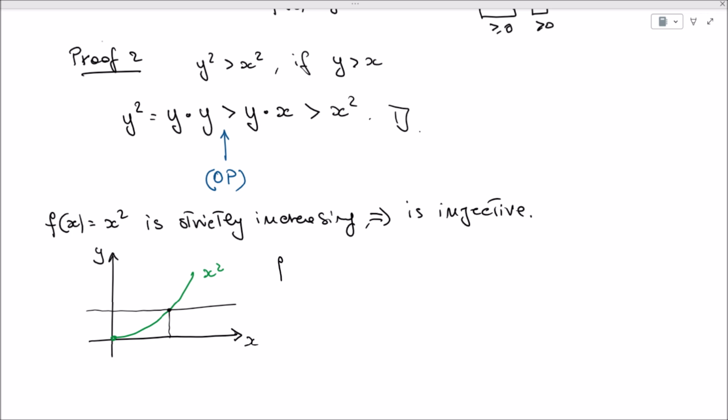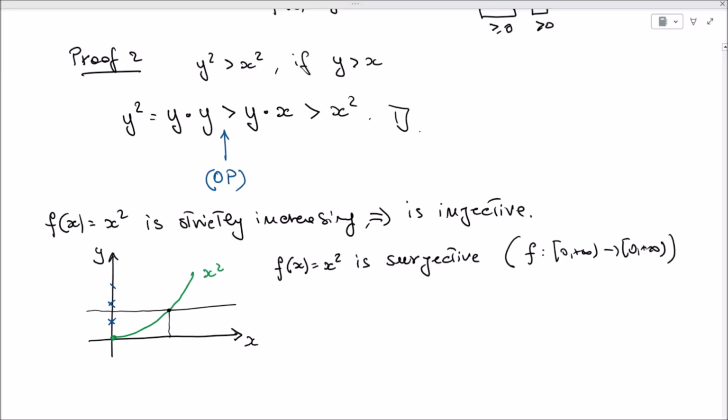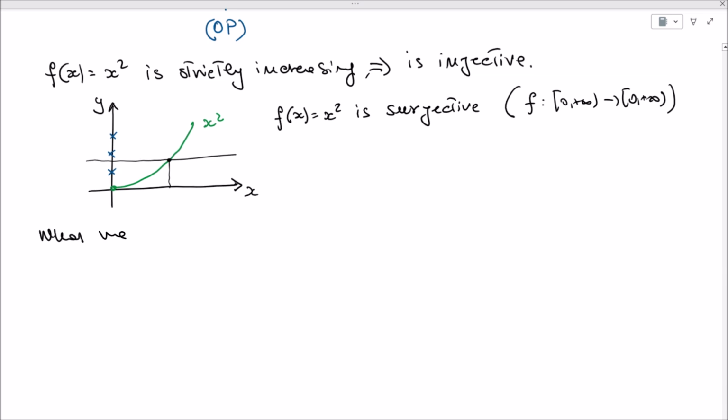We know also that f of x equal to x squared is also surjective. Remember that we are restricting f from 0 to plus infinity, to 0 to plus infinity. Well, in this assumption, we know that we can hit every possible real number on the positive y-axis. So yes, at the intuitive level, we see that the function restricted in this way is surjective, but formally this should be proved.